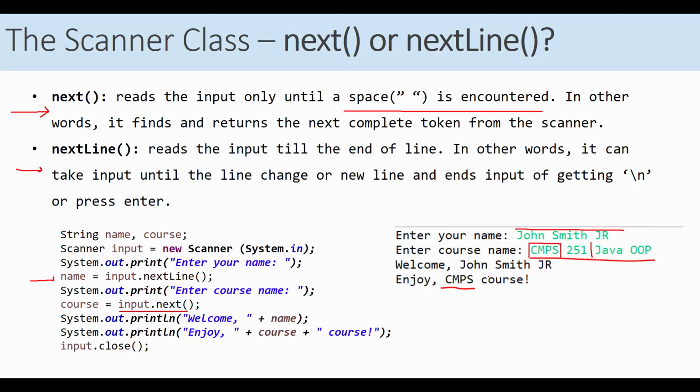So as you see here, the output will be CMPS. So only the CMPS will be stored in the course name. Of course, if you are still going to read more things, you may end up having problems. So make sure you know if you are using next or nextLine, most of the time you'll be using nextLine.